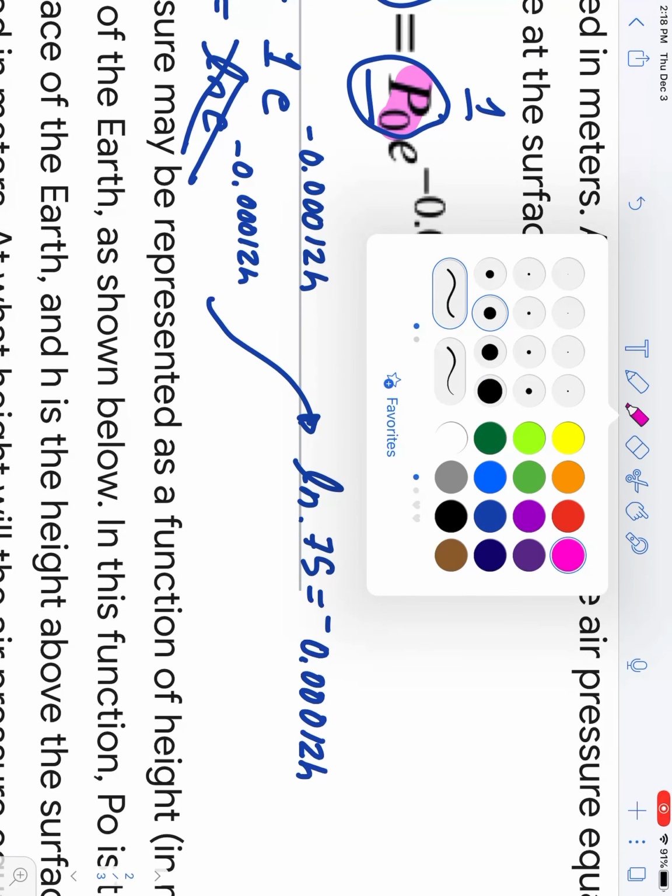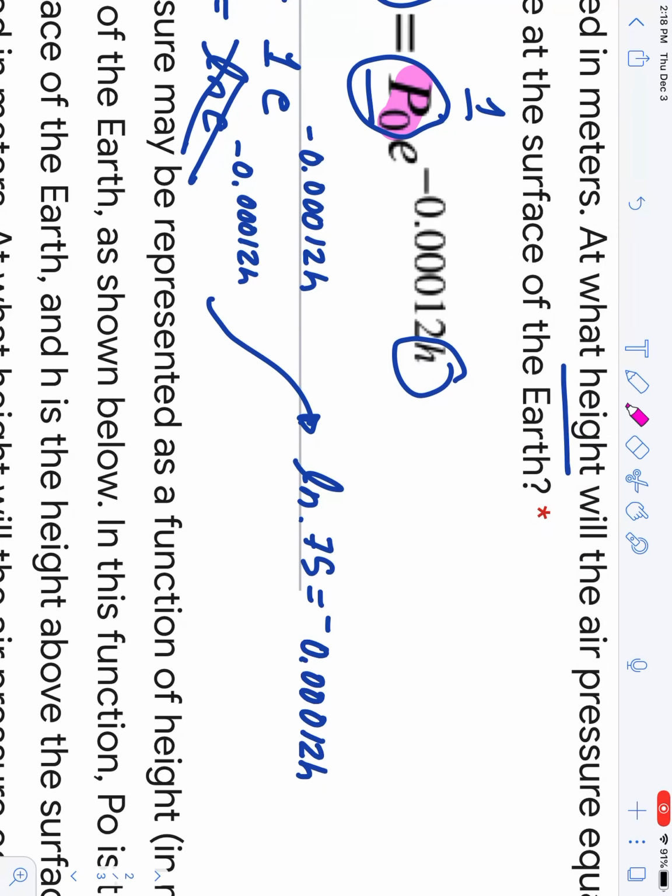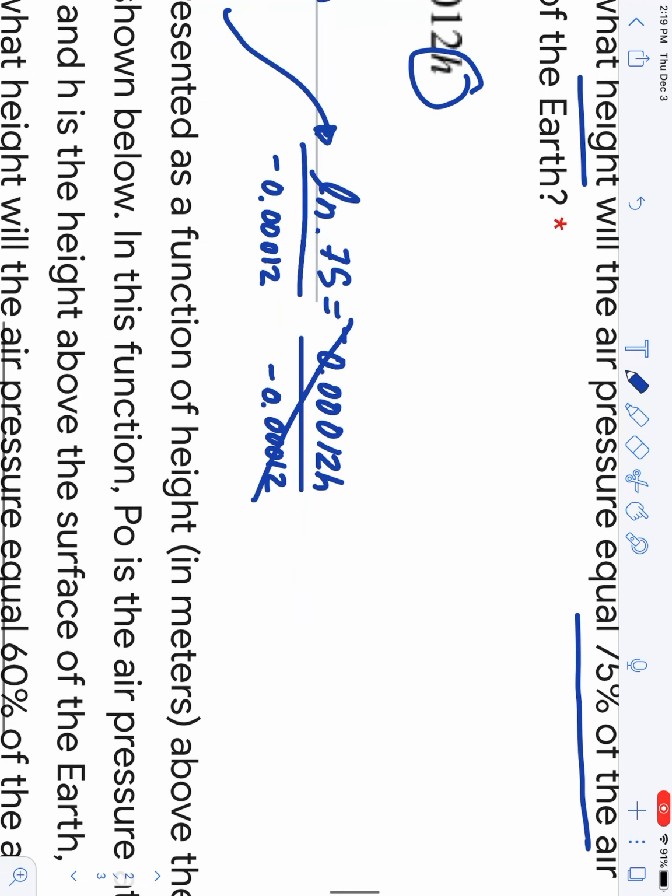Again, because the natural log has a base e, these cancel out. Now, to keep going, we need to solve for h, so I'm going to divide both sides by negative 0.00012. Don't forget to use that negative sign. You can pause me to find this on your calculator. You need to know how to do this on your own.